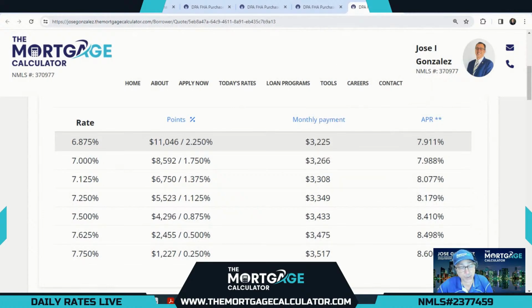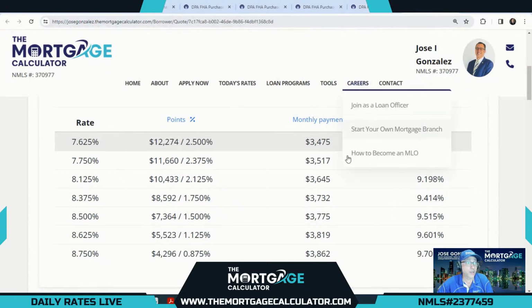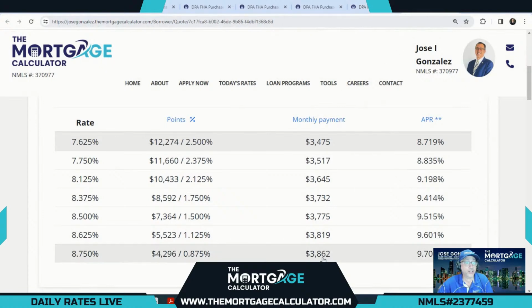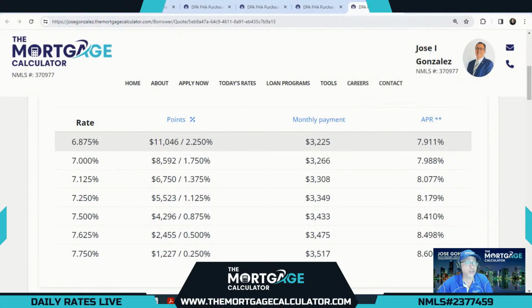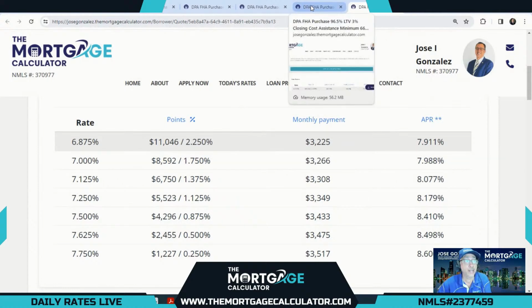So now you can see why someone may choose to do that, because here, lowest cost option here is $35.17 on the payment. Lowest option over here is $38.62. So $38.62, 35. Wow, that's $360 difference. So you can see why someone would choose the forgivable option.